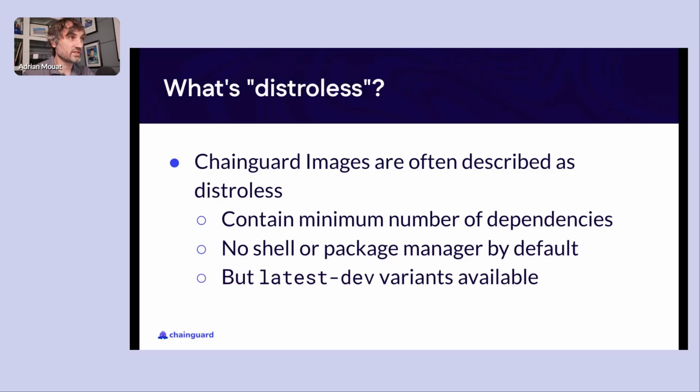So I've used the word distroless, or you may have seen the term distroless used quite a lot. Basically, when we talk about distroless images, we mean images that contain the minimum number of dependencies for the application to run. So if the application doesn't require a shell, for example, there will be no shell in the image. Quite often we'll find images that do require that for entry points or whatever, and those will have a shell. But if we don't need it, we will take it out.